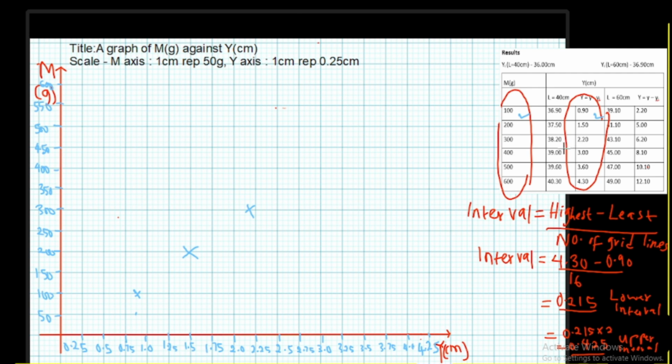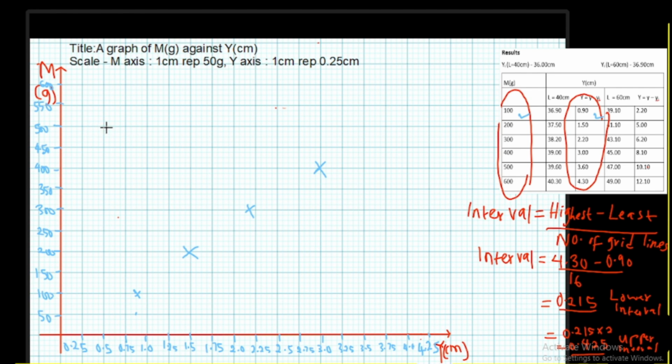And then the next point is 400 and 3.00. So we have 400, and then 3.00 is simply 3. This one can easily be gotten. So we have 3 and 400. Then we have 500 and 3.6. We're plotting M against Y.